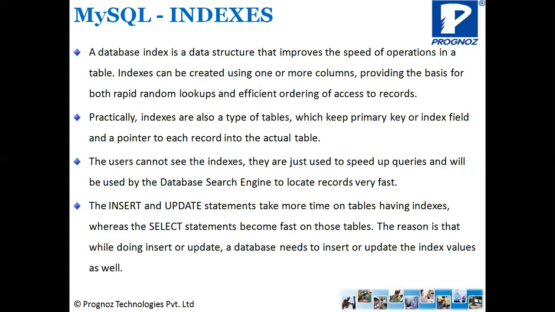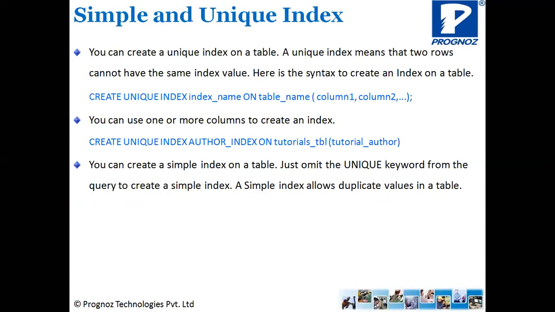Okay, now what are the types of indexes? Generally there are two types of indexes provided in MySQL. The first one is the simple index and another one is the unique index. You can create a unique index on a table, and unique index means that two rows cannot have the same index value. They should have unique values.